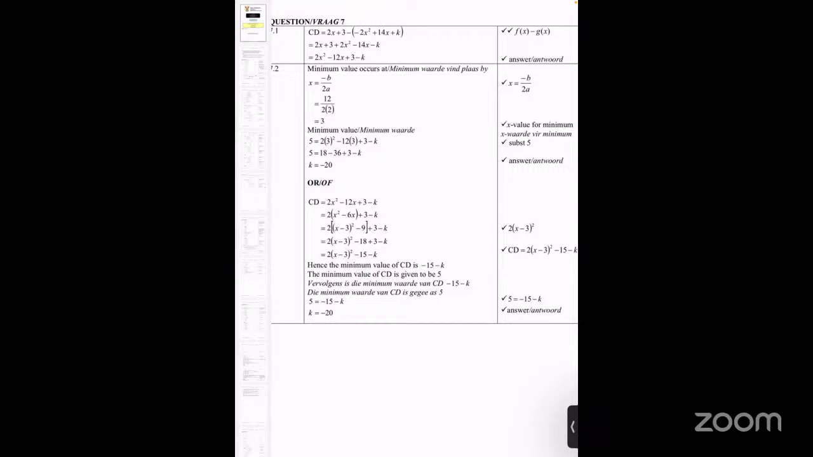It's even written in Afrikaans there. They say: vervolgens as the minimum waarde van CD. The minimum waarde van CD is gegee as 5. I don't know why they don't write these things in Sepedi, because some of us don't understand the Afrikaans.